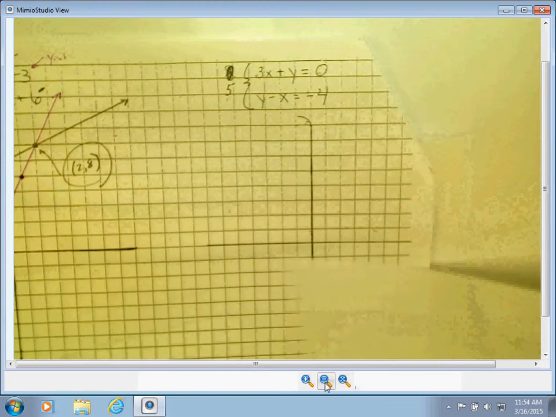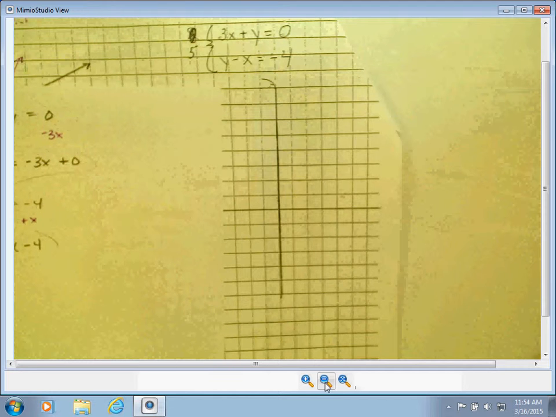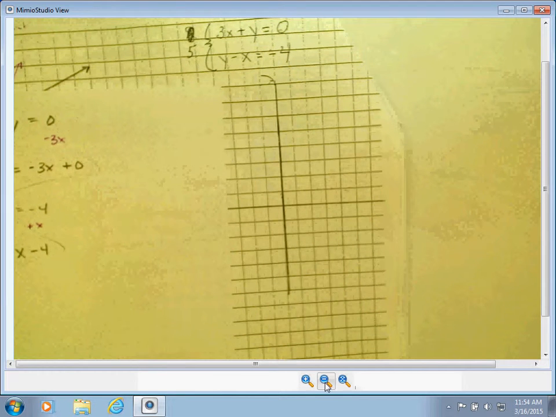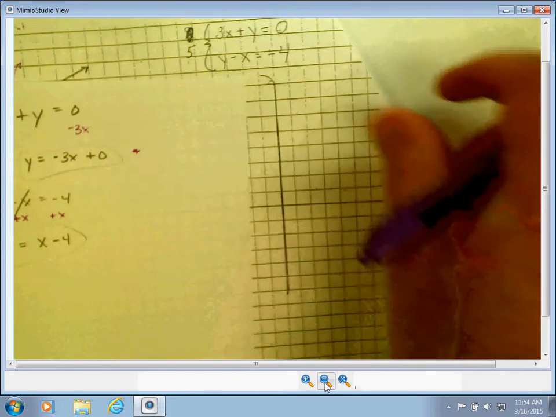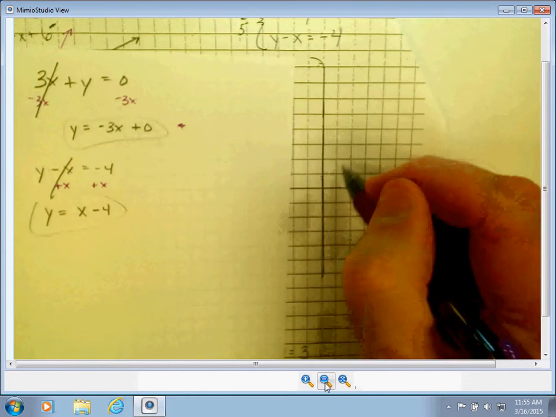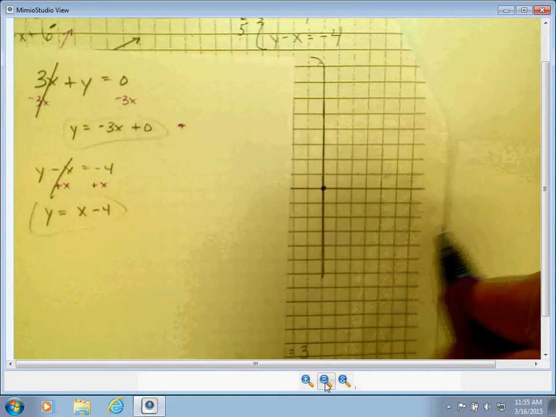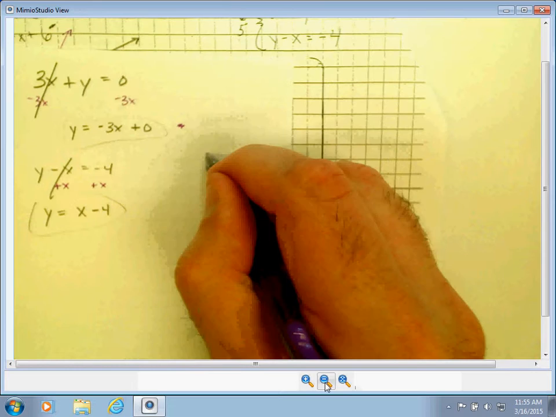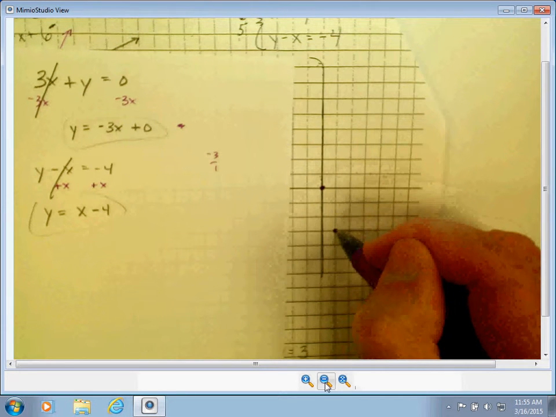Both of them are pretty easy. Let's do y equals negative 3x plus 0 first. We'll do that one in purple. So plus 0 means it starts right at the origin. And then negative 3x is negative 3 over 1, so down 3 and right 1 to the slope.